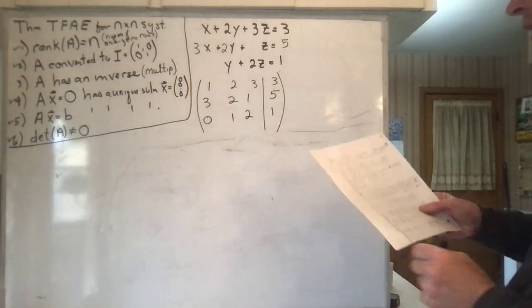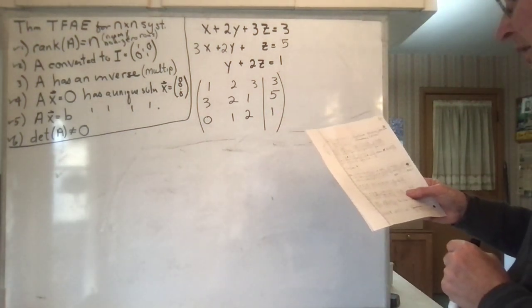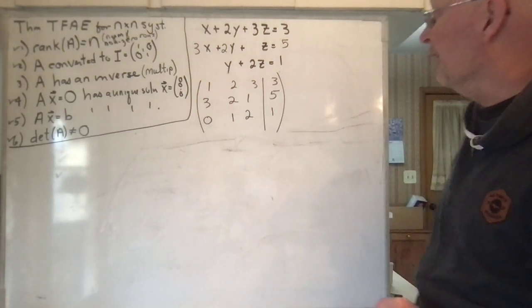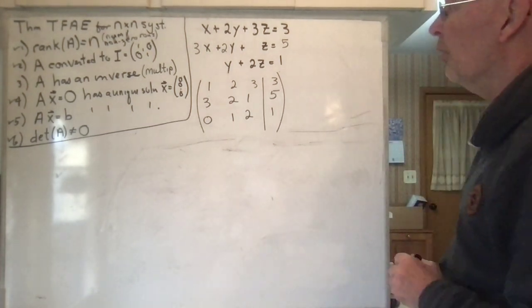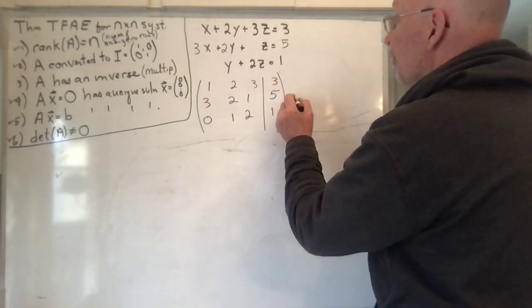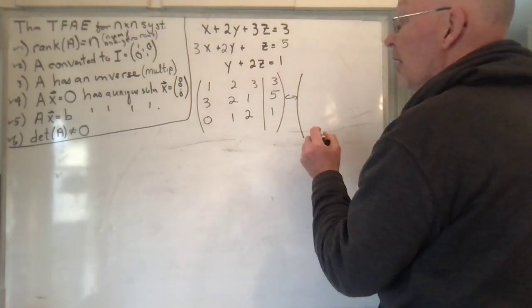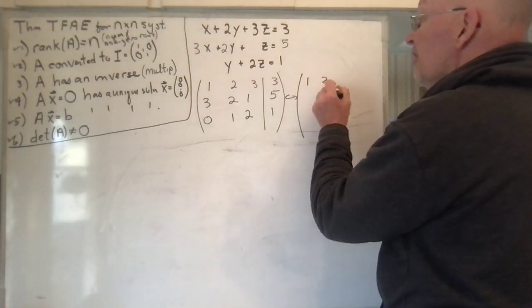Make sure I have that there. Okay, let's do it together. So notice the first thing to do is I got a 1 there. I'm going to get a 1 down below it. So I'm going to keep this the way it is.